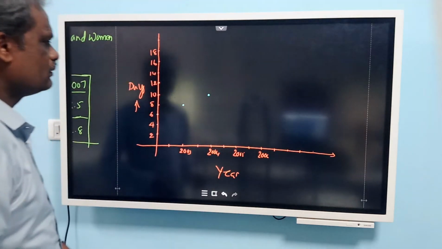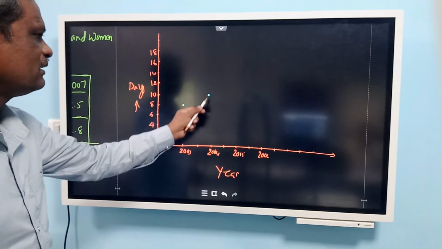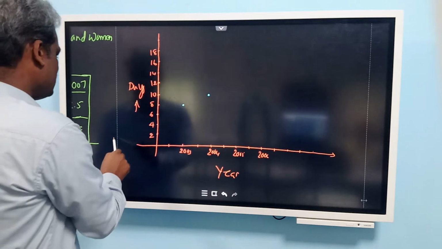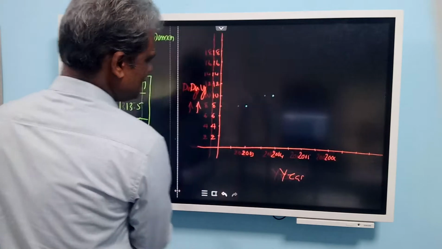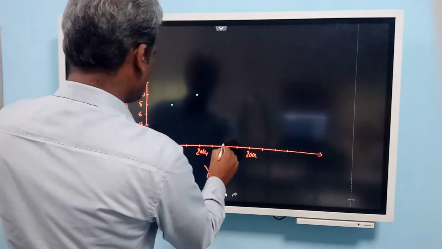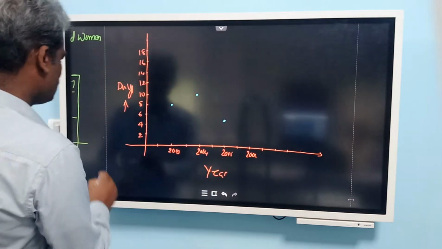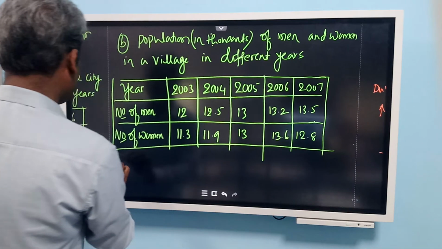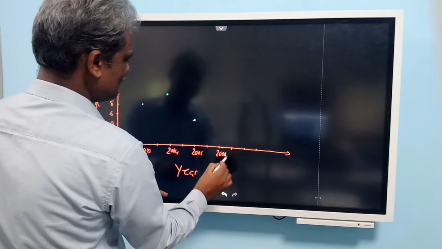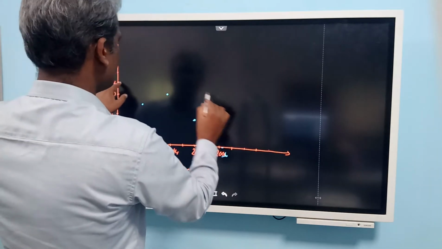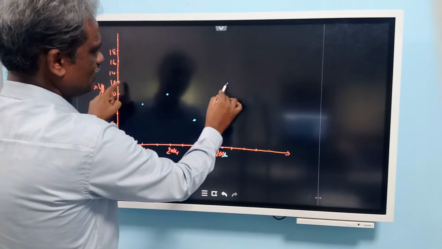So you can see in the vertical line 10, then horizontally go here up to 2004, then it is a point of intersection here. 2004 it is 10 days. Then 2005 you can see it is 5 days. So it is in between 4 and 6. So 2005 I will come here and represent this point. In 2006 you can see it is 12 days. Go up to 12, come horizontally up to 2006, then locate the point.